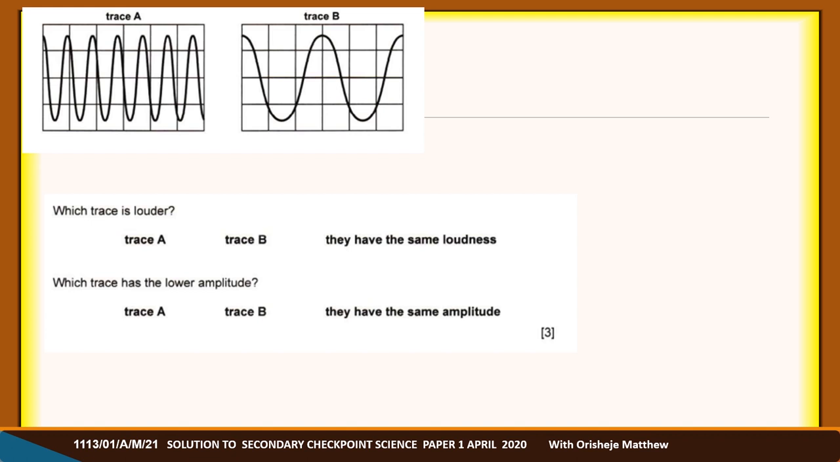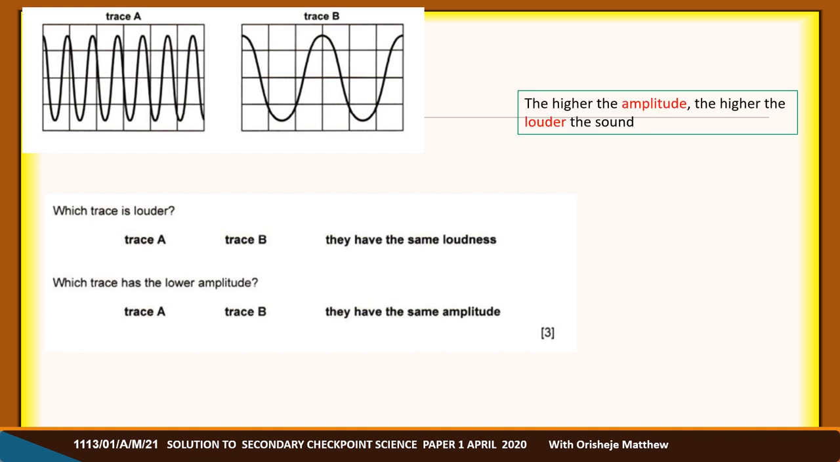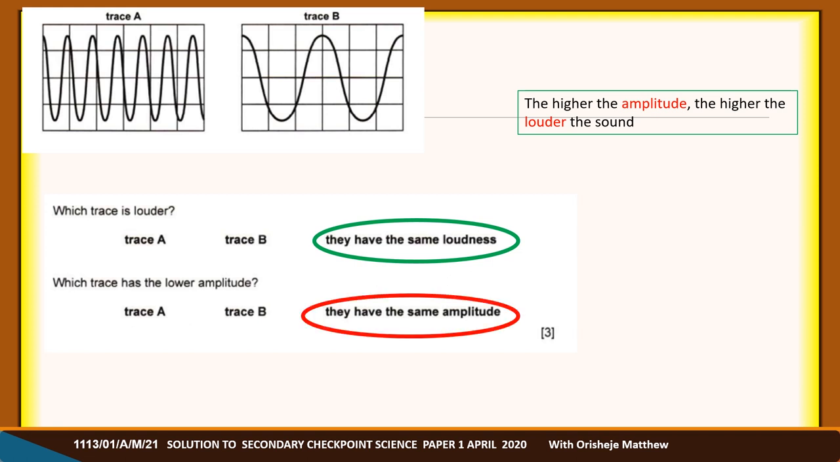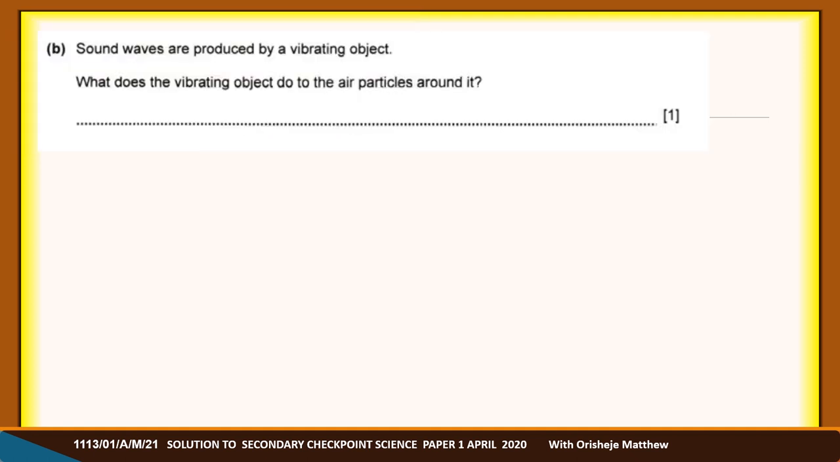Which trace is louder? The higher the amplitude, the louder the sound. But both of them have the same amplitude, so they have the same loudness. Which trace has the lower amplitude? They have the same amplitude. Sound waves are produced by vibrating objects. What does a vibrating object do to the air particles around it? It makes the air particles vibrate.